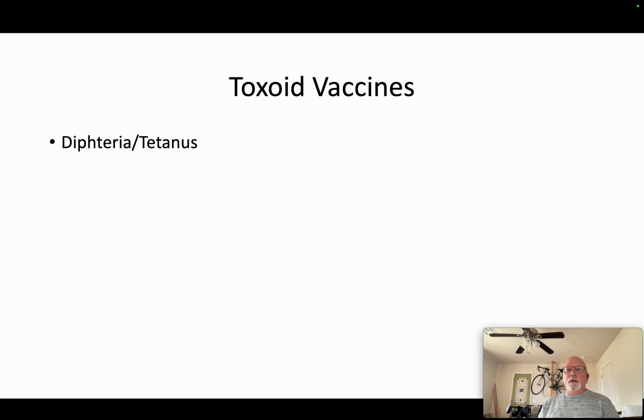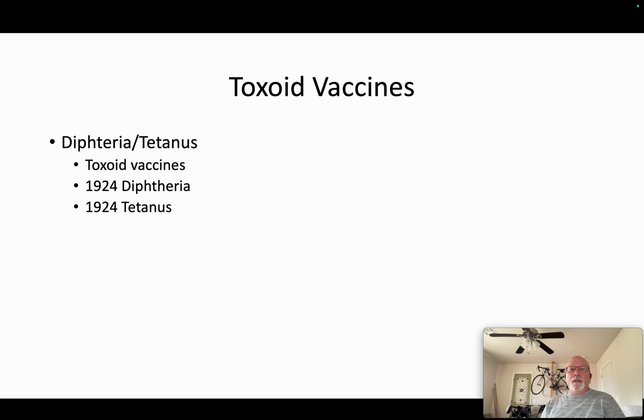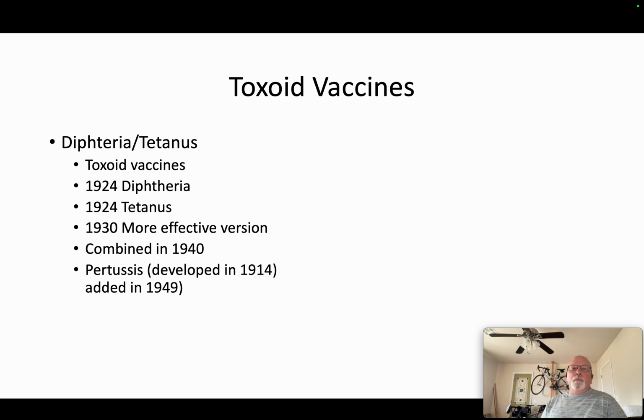Toxoid vaccines, as I mentioned before, are vaccines to the toxin, in this case diphtheria and tetanus. These both came about in 1924. By 1930, they had a more effective version. They were combined in 1940. Pertussis, which is whooping cough, was added to the mix in 1949. And so now when you go and get a tetanus shot, you're getting tetanus, diphtheria, and whooping cough.